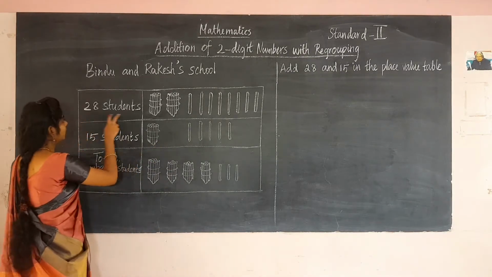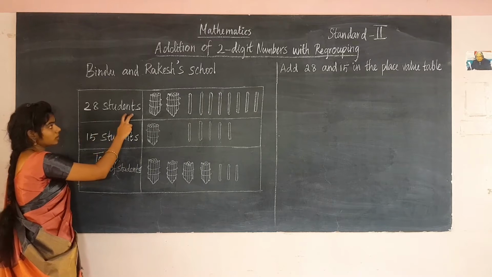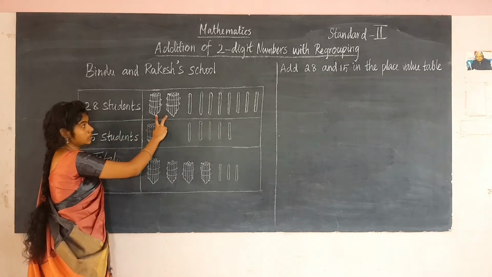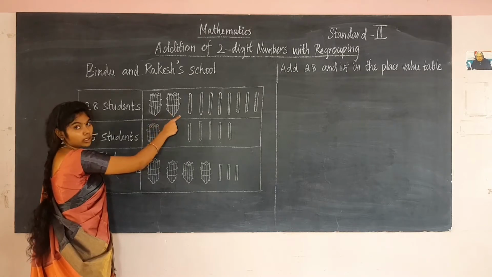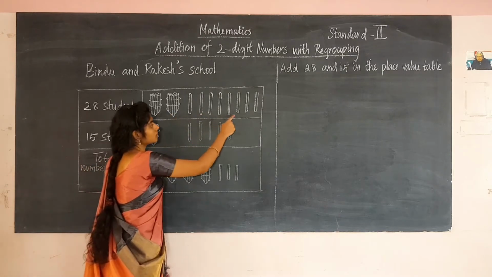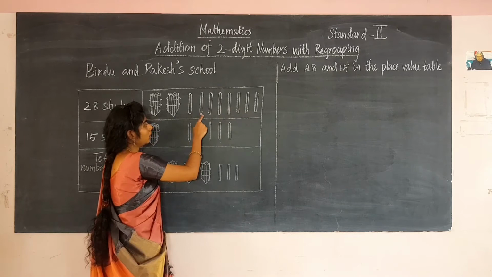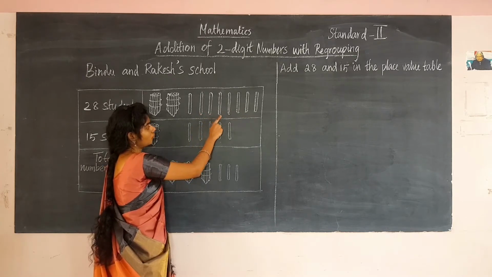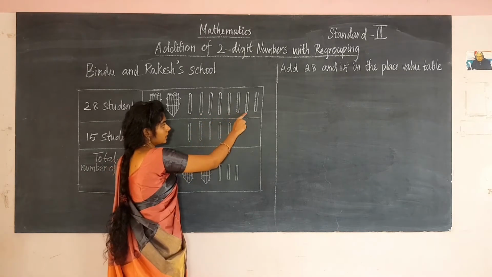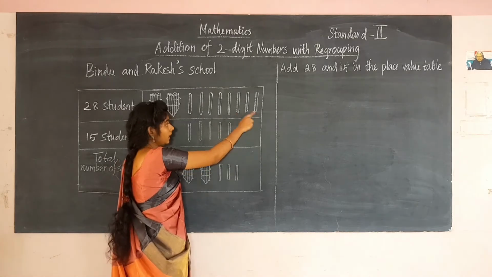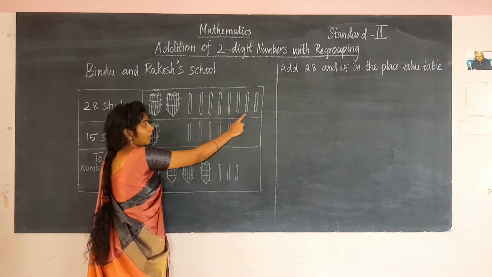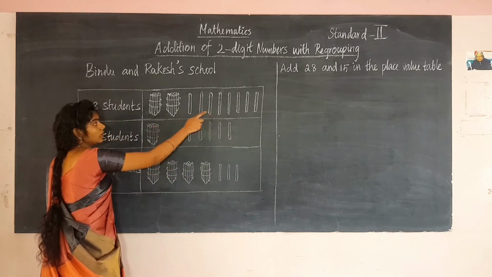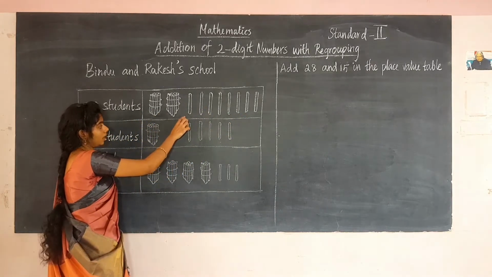First 28 students. In 28 students there are 2 bundles, that is 1 tens and here 1 tens. So totally 2 tens. And here there are single sticks. How many sticks count? 1, 2, 3, 4, 5, 6, 7, 8. So totally 8 sticks. So 2 tens and 8 sticks, that is 8 ones. So 28 we have represented in a diagram.